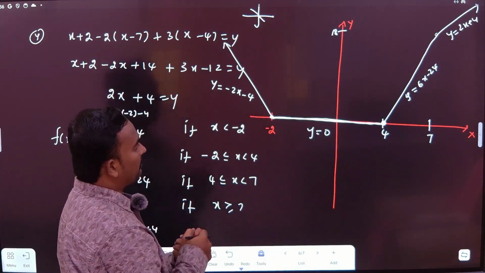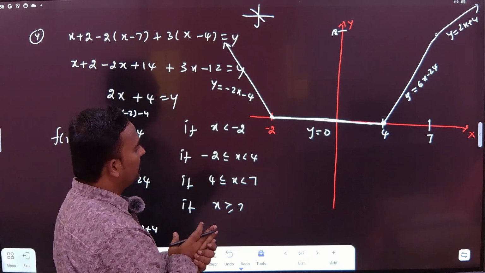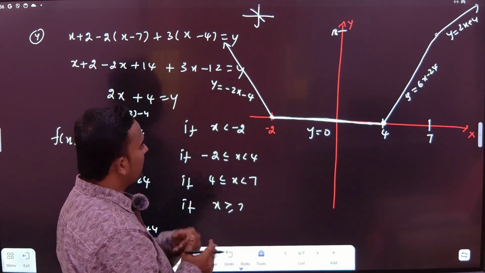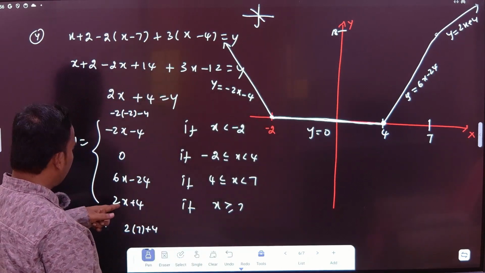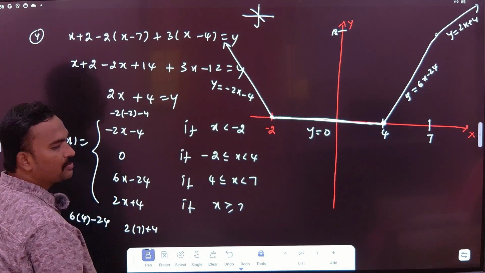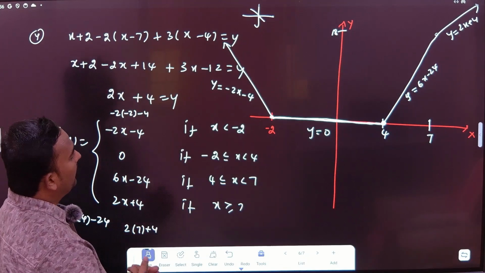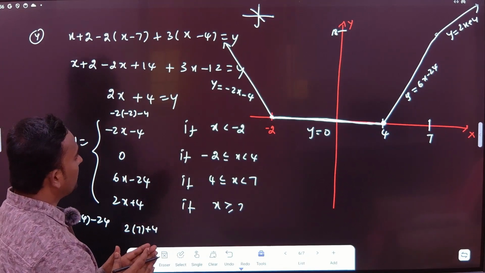Understood? This is your graph. y is equal to 2x plus 4. If I put 7 here, 2 into 7 is 14, 14 plus 4 is 18. Okay, clear. Now, what's the question?